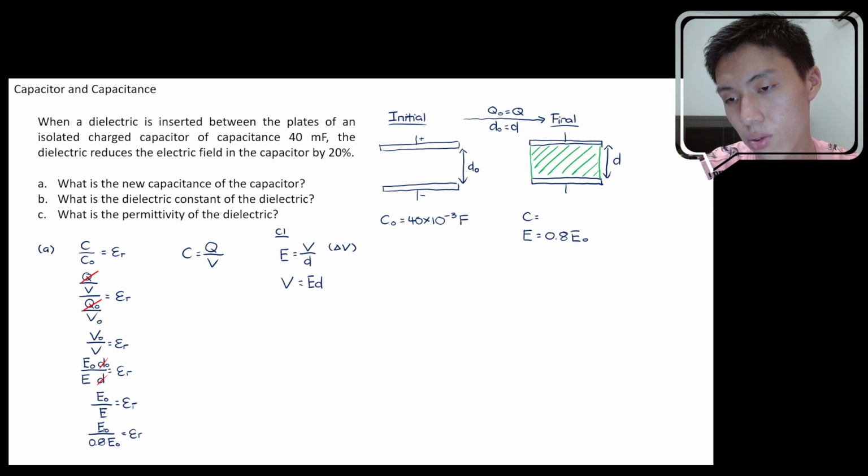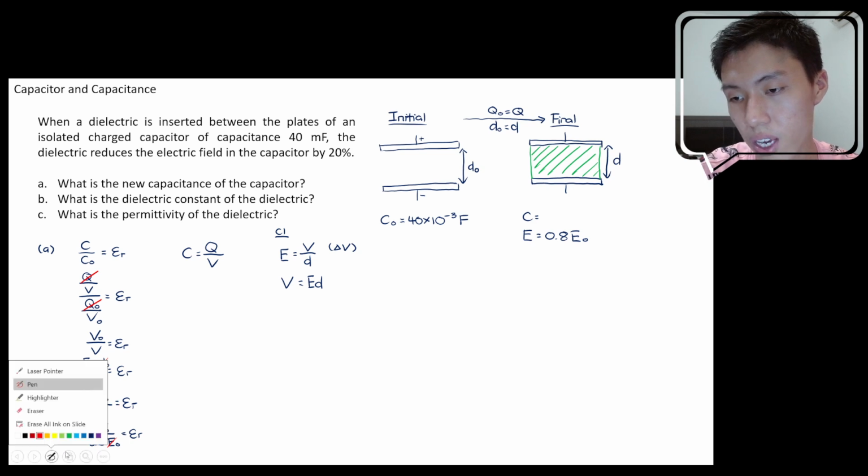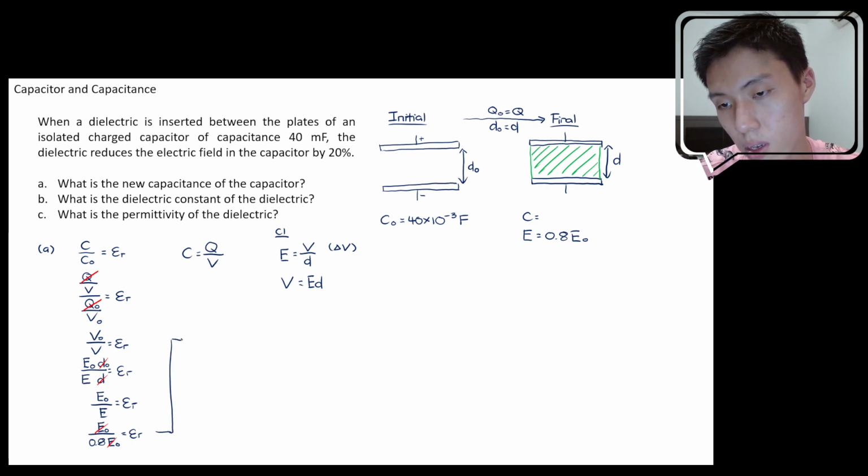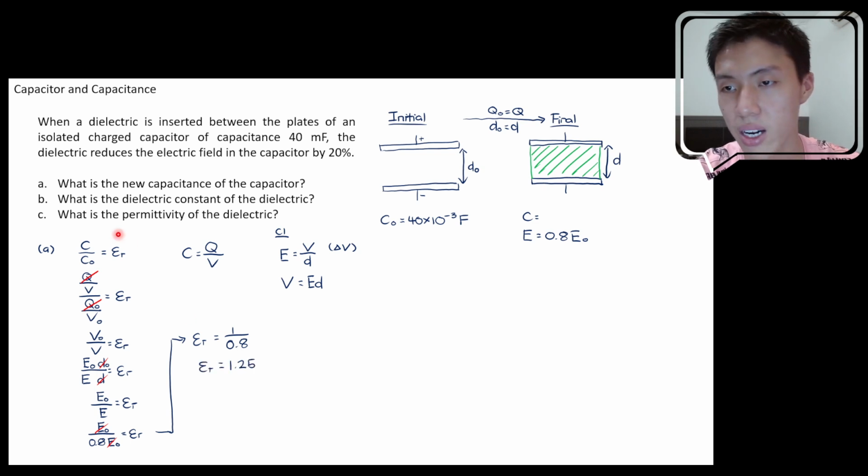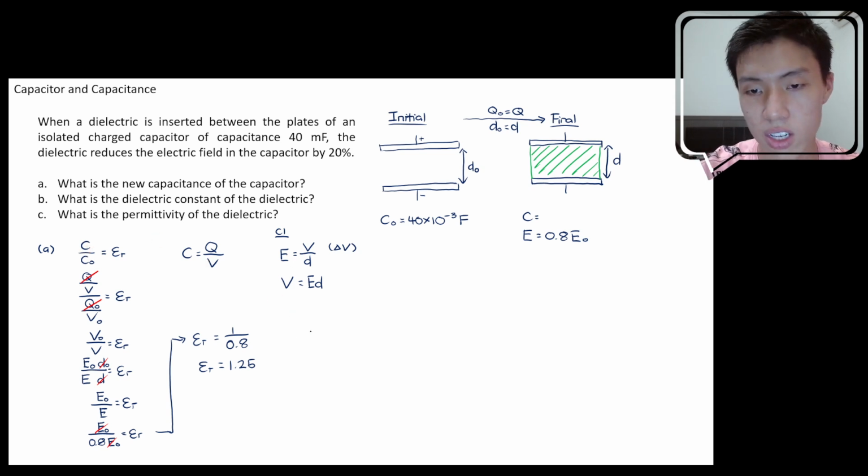Now you can cancel out the E naught once again, then you are left with 1 over 0.8. From there you find that the dielectric constant is equal to 1 over 0.8, which is 1.25. I take a slight peek upwards and see the question asks for the dielectric constant of the dielectric. Well, this answers the question. But we can bring this value 1.25 back into the equation to find our capacitance with dielectric. So let's do so.